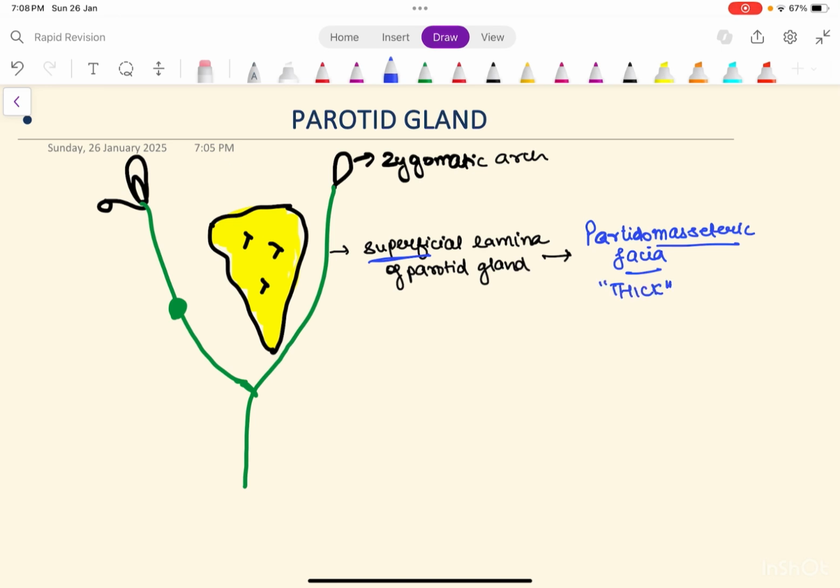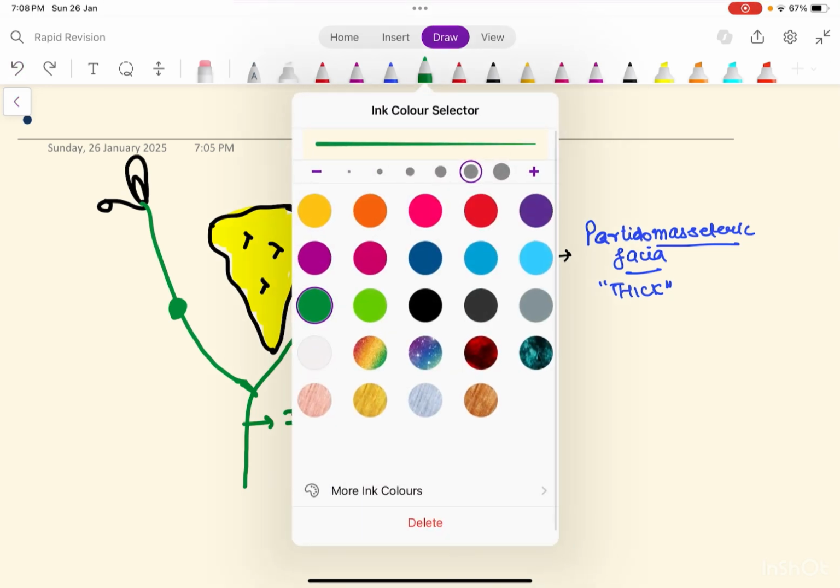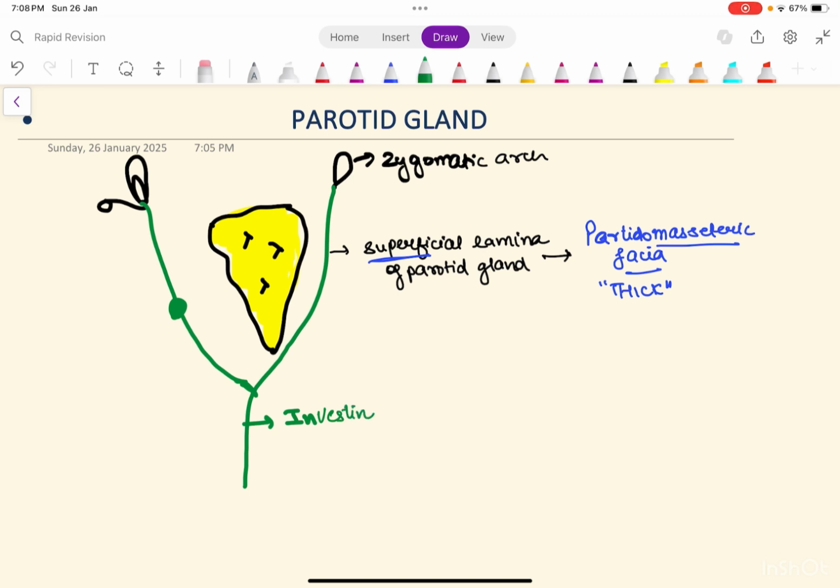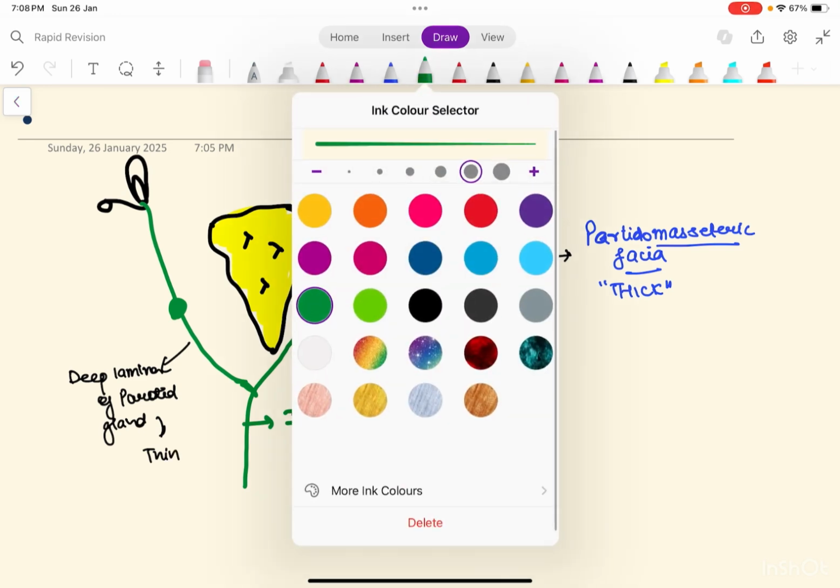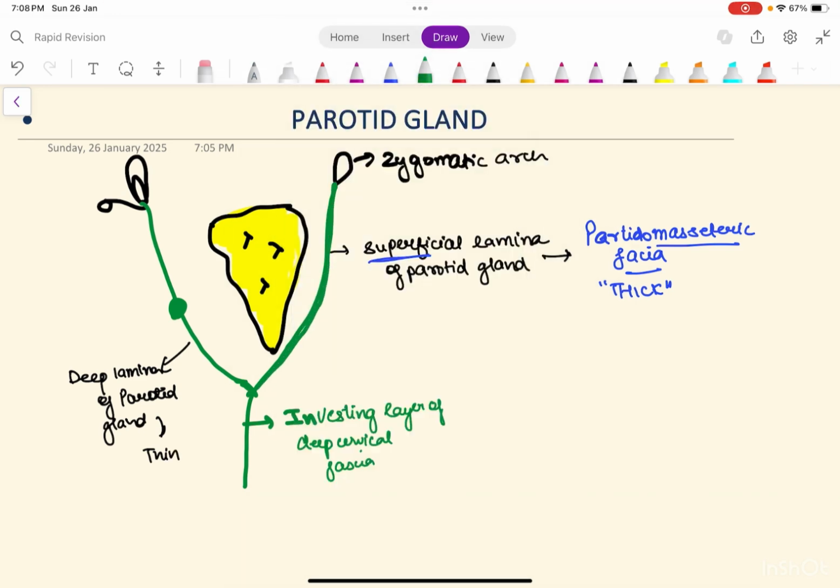All right. And this is our investing layer of deep cervical fascia. All right. Now this is the deep lamina of parotid gland, and you should know that this is thin. Just so that for a reference, I will draw this as thicker so that you remember superficial is thicker and deep is thin.